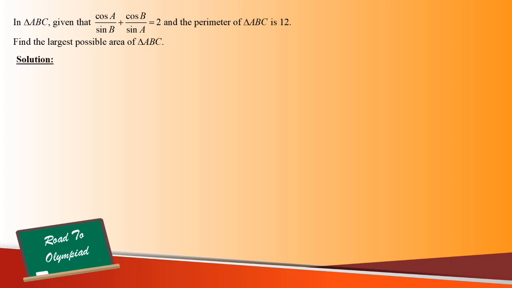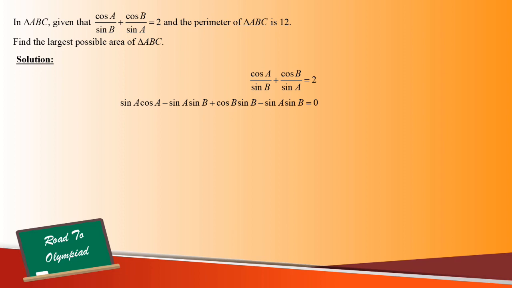To solve this problem, we start from the equation cosine A over sine B plus cosine B over sine A is equal to 2. Multiplying both sides by sine A sine B, we have sine A cosine A plus cosine B sine B is equal to 2 sine A sine B. Move the 2 sine A sine B to the left hand side, we have sine A cosine A minus sine A sine B plus cosine B sine B minus sine A sine B is equal to 0.